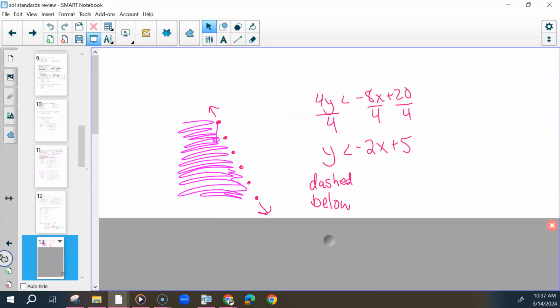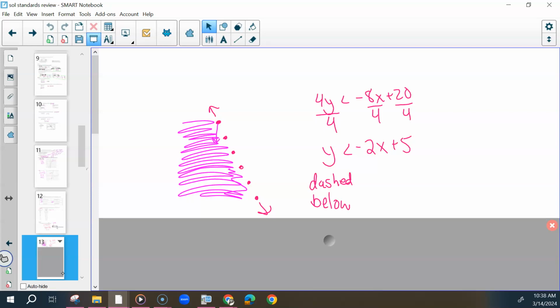There was a graph there. The problem wanted you to graph it, and it should have been a dashed line that was shaded below. You could have used Desmos to check it and got this from that, or you could have solved it and got y is less than negative 2x plus 5.